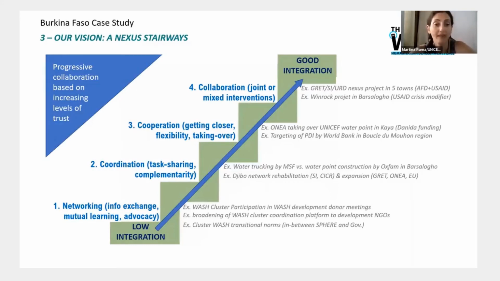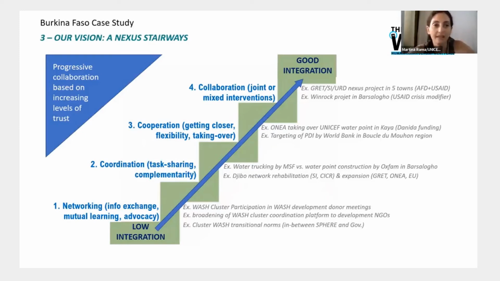For example, we have the WASH cluster that participates in WASH development donor meetings. We have also the coordination of the WASH cluster that has been opened to all the development NGOs. And we have also the technical norms that we are putting in place that are transitional norms. So they're in between the Sphere emergency norms and the government norms, a sort of compromise between the two stakeholders.